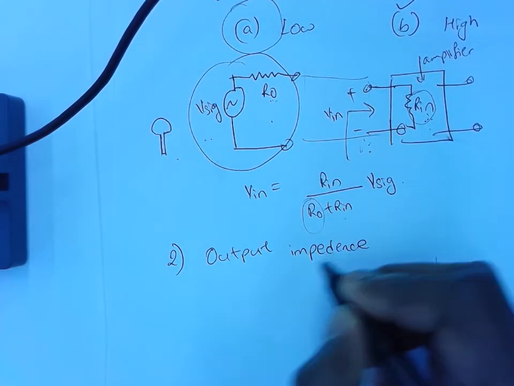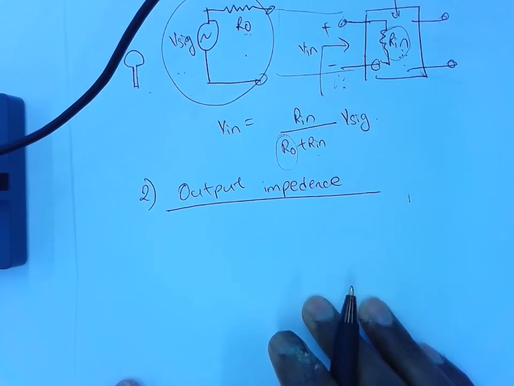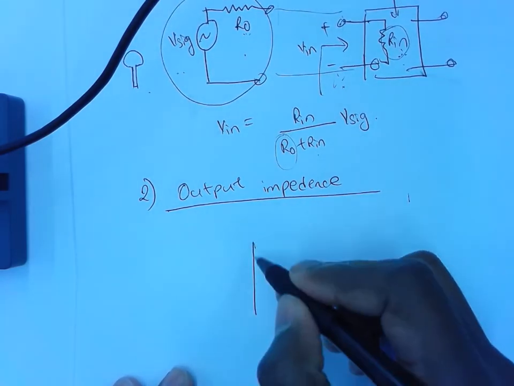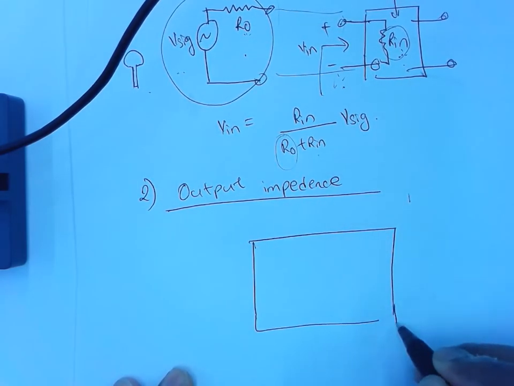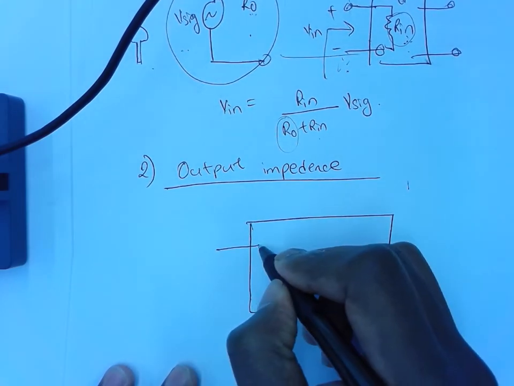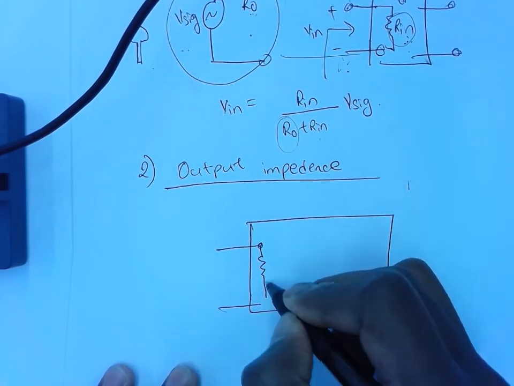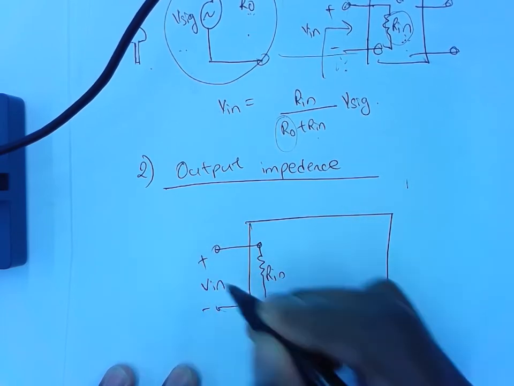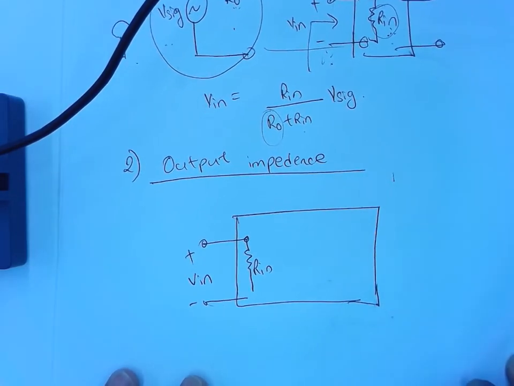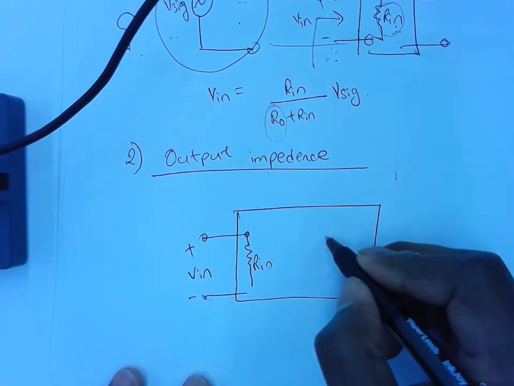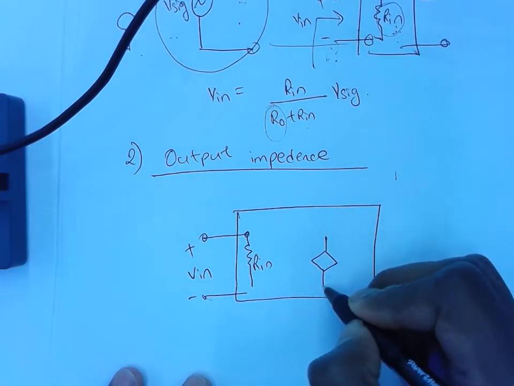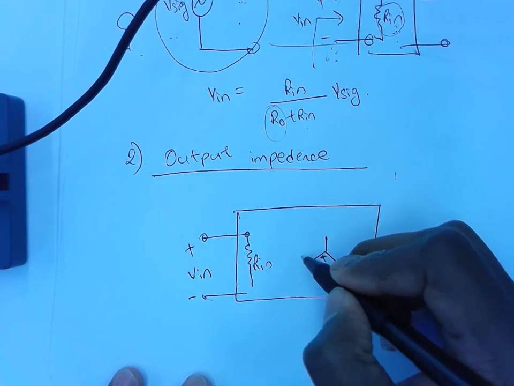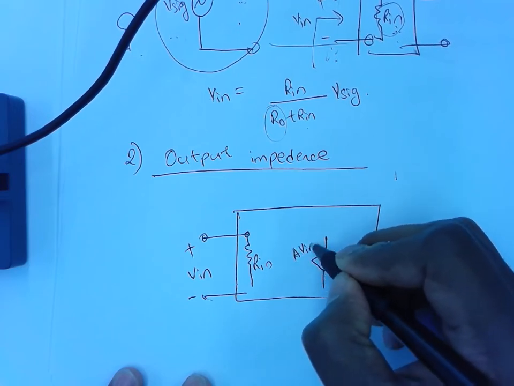Now we're going to try and complete the model for an amplifier. Let's say this is our amplifier. We already had our input impedance here, Rn. And let's say the voltage drop at the input of the amplifier is Vn. Then we can model our amplifier. The output should be some A times Vn. That's what we should expect at the output.